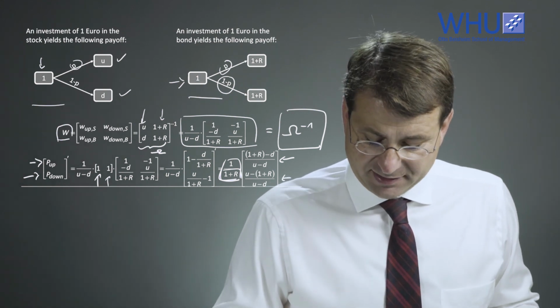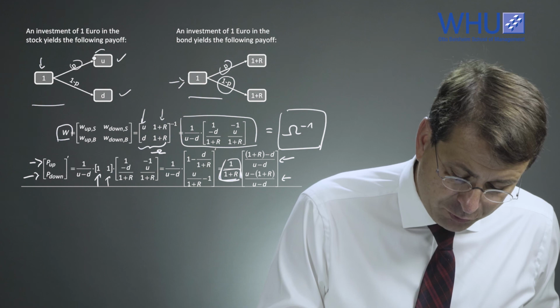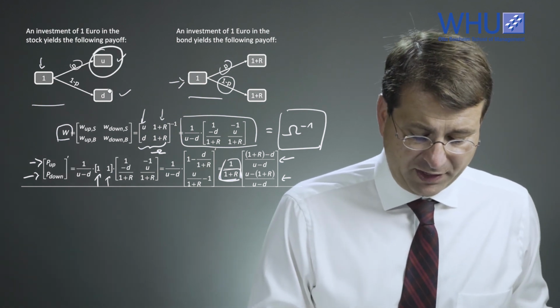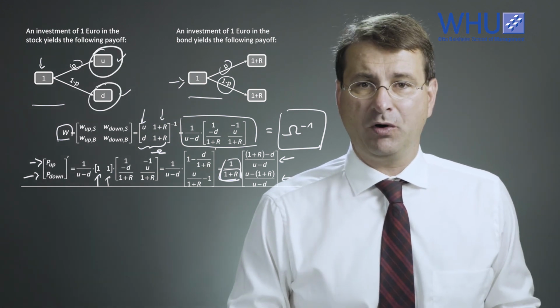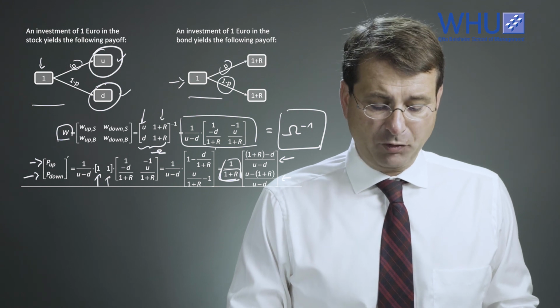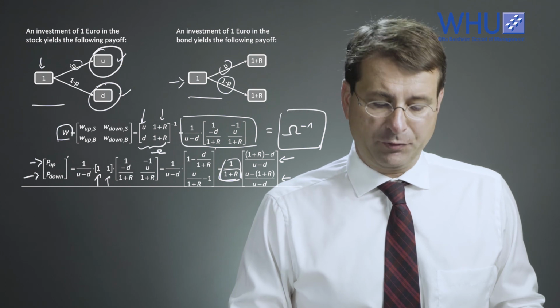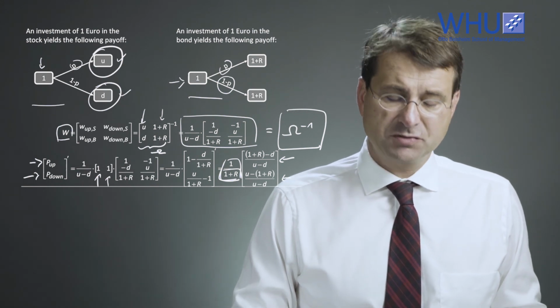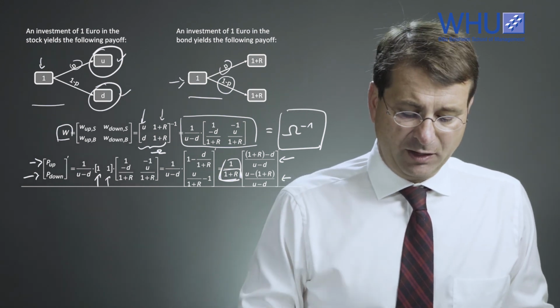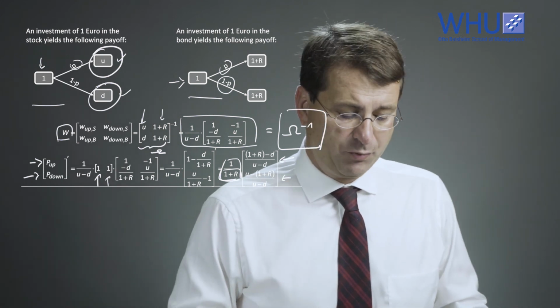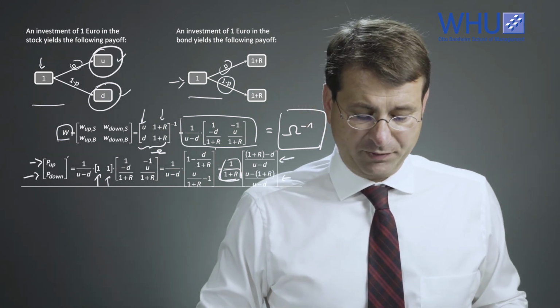Because what we can say is that, of course, the U factor must be more than 1 and the D factor must be less than 1. Otherwise, it wouldn't make sense to basically incorporate a risky asset. So a risky asset can either lose money or gain money, which implies that the U is more than 1 and the D is less than 1.